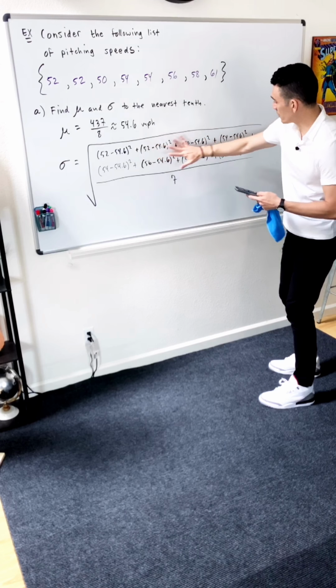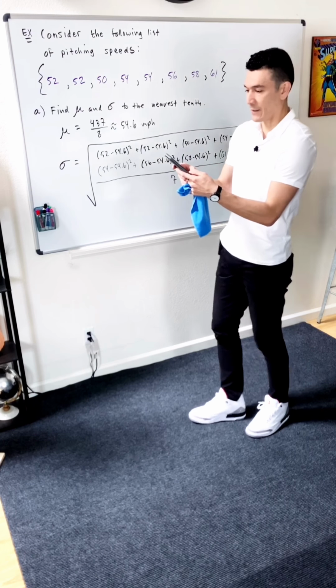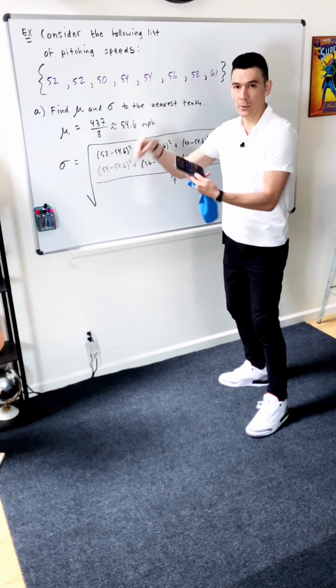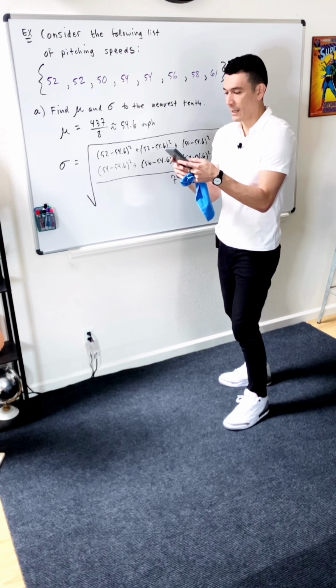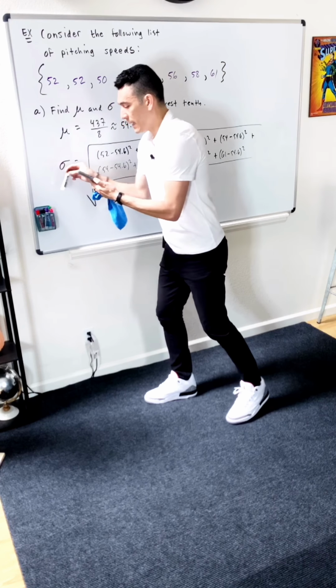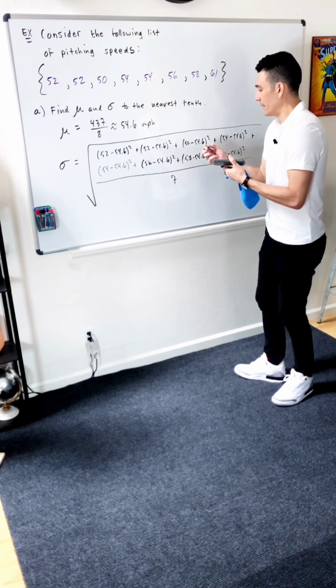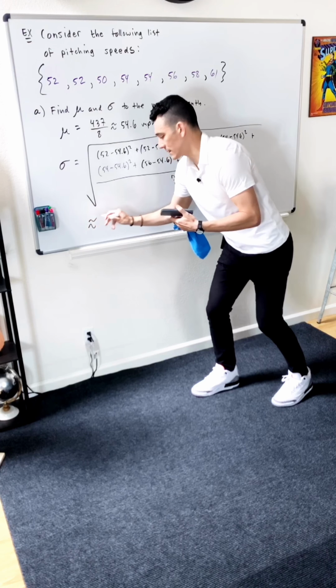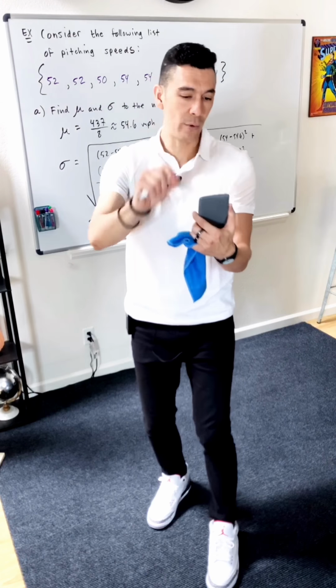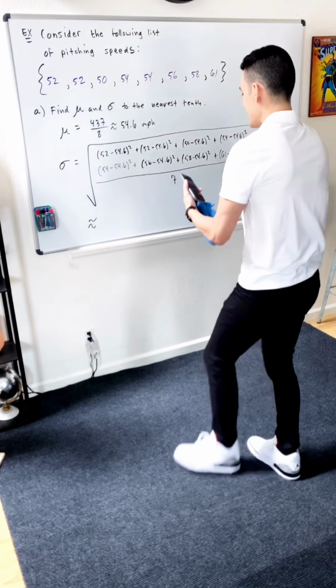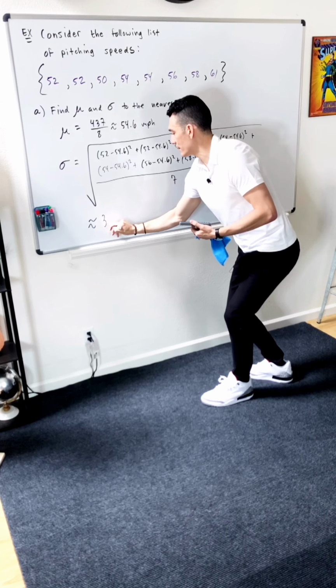So I typed in my numerator. Now I'm going to divide by 7, okay? And then I'm going to square root this number. And I got, if you're with me here, my sigma being approximately, to the nearest tenth, 3.6 miles per hour.